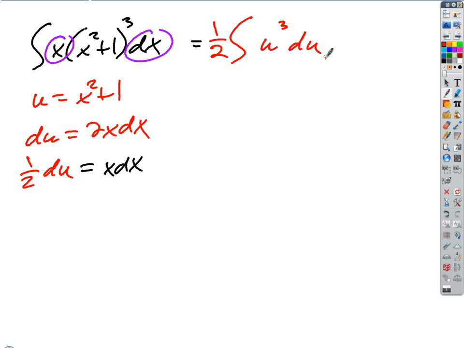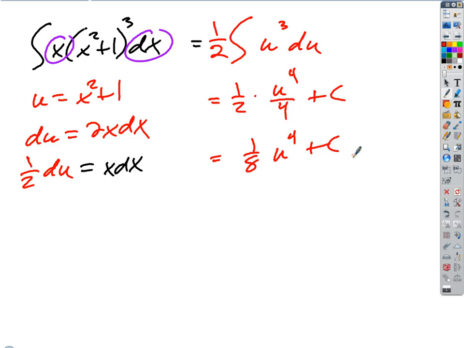What's the answer? Everybody put the 1/2 in front, just because it's a constant. It makes things look less complicated if you pull that constant out front. 1/2 integral x squared plus 1 cubed. So what's the antiderivative of u cubed? U to the 4th over 4. Good. Plus c. So in other words, that's just 1/8 u to the 4th plus c.